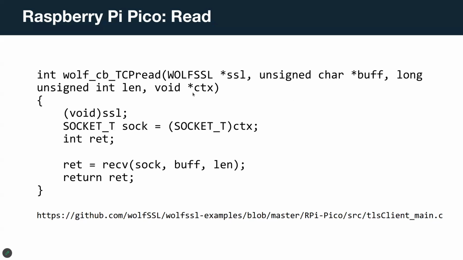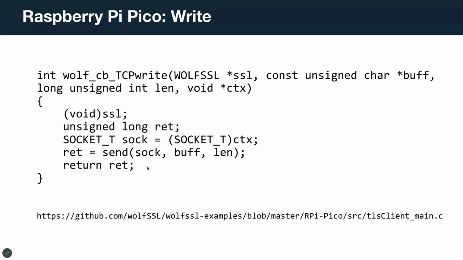Sock is, as I said, we were setting sock as the context. So we get sock back as the context. And then we simply call the receive API with the sock. And for sending, it's just as simple. We get the sock from the context and we call send, and then we return whatever send returned.